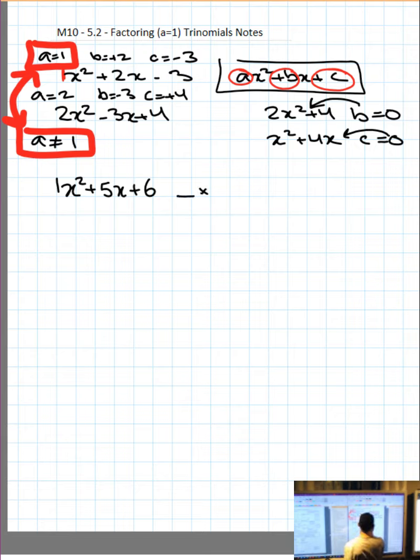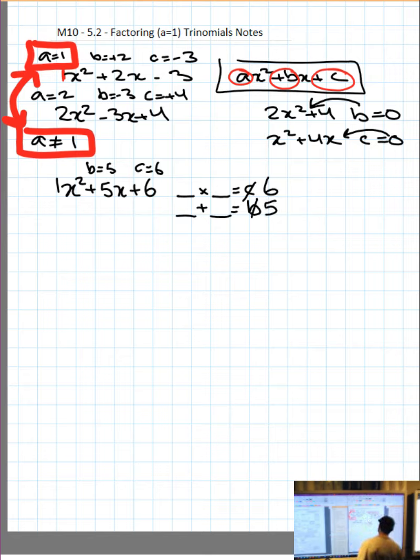And if A is 1, I can follow the following steps. Blank times blank equals the C value. The last value, C, is 6. And blank plus blank equals the middle number, B, and B is 5. So we can cross out C and say 6 and cross out B and say 5. So what are two numbers that multiply to get 6 and add to get 5?